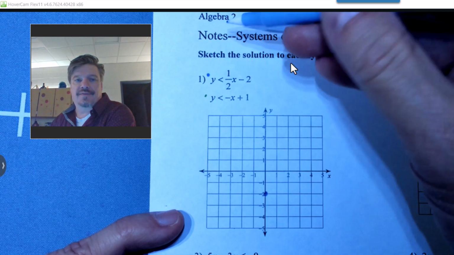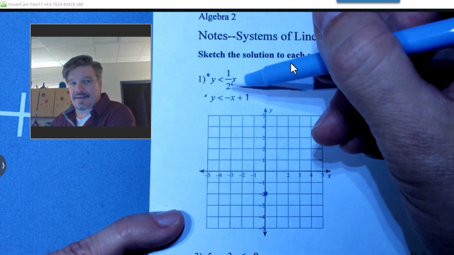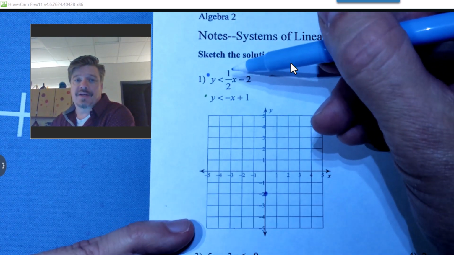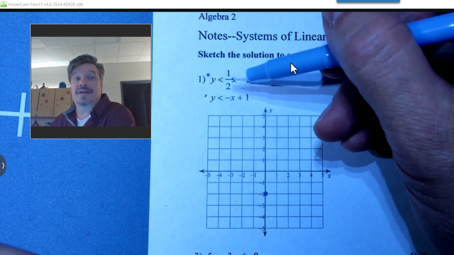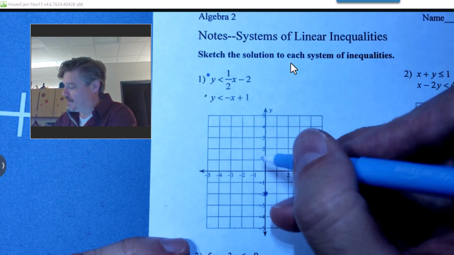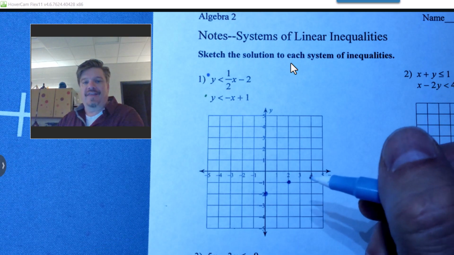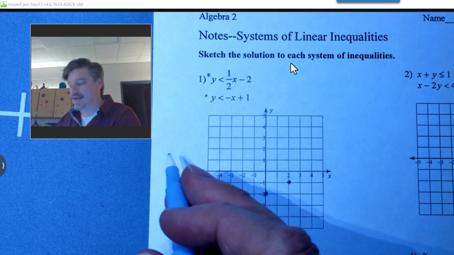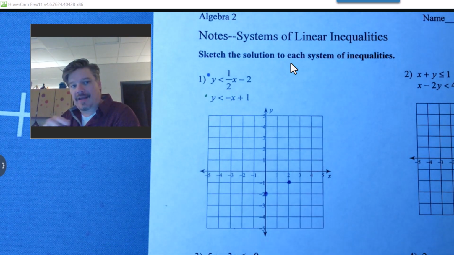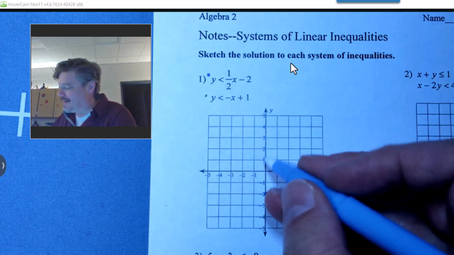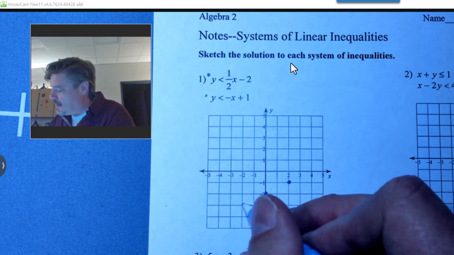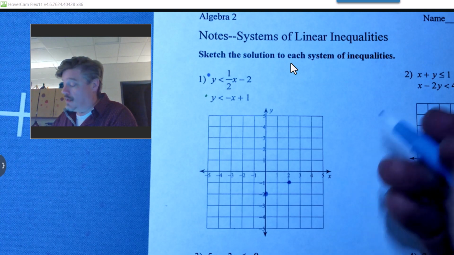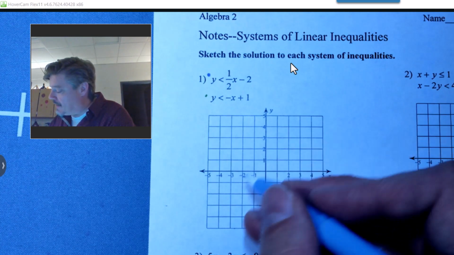So when I go to -2, this slope in front of the x, that is my m, tells me that it's positive and it's going to go up 1 to the right 2. So up 1 to the right. If you go to the left, then you would actually make it a negative slope. Okay, and you do not want a negative slope, you want a positive slope. The 2 points is all you need, okay? And so you're going to take your ruler and you're going to go through this.